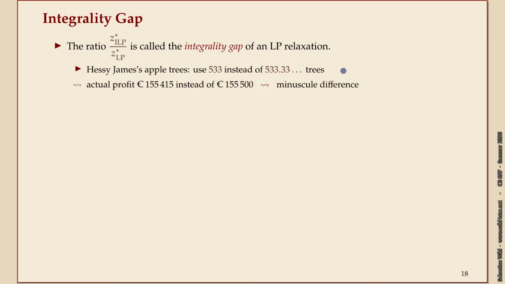We've seen some example early on where this was actually not a big gap. Our apple farmer had this solution where he was told to build a fractional number of trees of this one variety, which is not really possible. So if you round this down and just give up that third of a tree, the revenue goes down from 155,500 to 155,450. So you lose some 80 euros, but if you take the ratio, it's actually a minuscule difference.